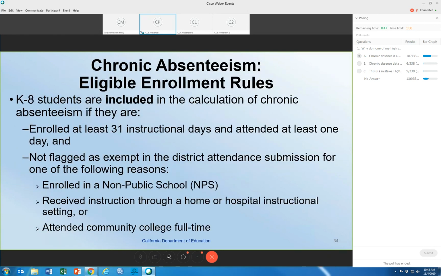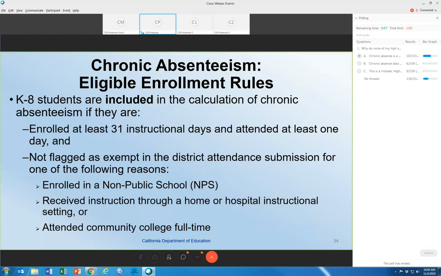Okay, so we are only including students in our indicator that have met those eligibility criteria that we talked about, having 31 days, attending at least one day. But we are excluding some of those students who we don't consider to be accountable to attendance data. Those that are enrolled in private schools, those who are receiving home instruction or home hospital, and those that are attending community college full-time. There's no reason why we would be collecting this data for this indicator at those schools because they're not really attending those schools. So we are not holding them accountable.